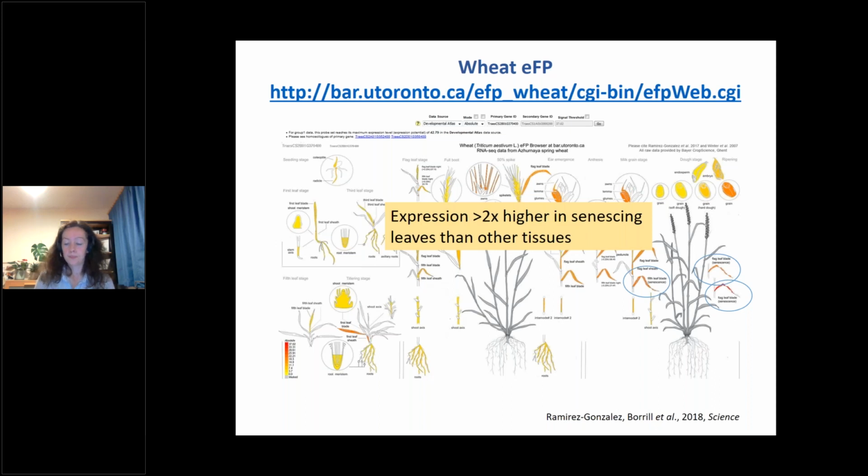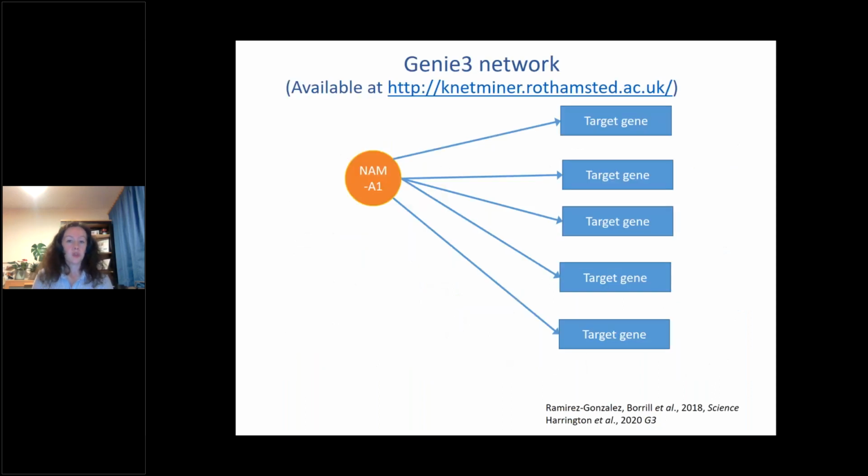The second complementary data source we've used is the Gene3 network, which is available through NetMiner. And this network is a random forest produced network that predicts the target genes of transcription factors. So for example, we might have some particular target genes of a known transcription factor involved in senescence. This is one of the NAM genes that I've mentioned earlier. And we could check if one of our candidate transcription factors also has similar target genes to that NAM gene. Is there any overlap? And this is built on an independent data set to our gene network about senescence, so it could add extra confidence to our candidate transcription factors.